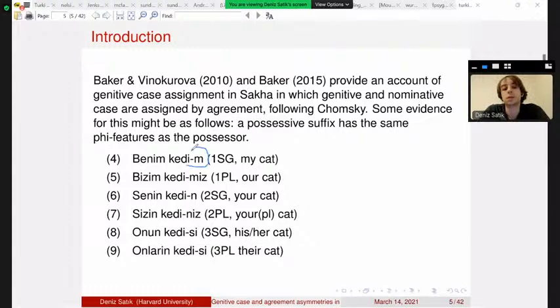In each of these cases, the 5 features of the possessive suffix, the agreement suffix, always match up with the features of the possessor. Like benim kedim, my cat, bizim kedimiz, our cat, and so on and so forth. They take this to indicate that it's agreement that assigns case, a genitive case.